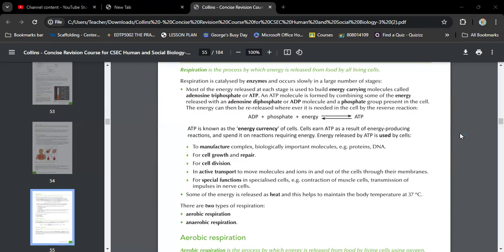So think about some actions that require energy that take place inside of the body. One, to manufacture complex biologically important molecules, for example protein and DNA, for cell growth and repair, for cell division; in active transport to move molecules and ions in and out of cells through their membranes; and for special functions in specialized cells, such as contraction of muscle cells and transmission of impulses on nerve cells.